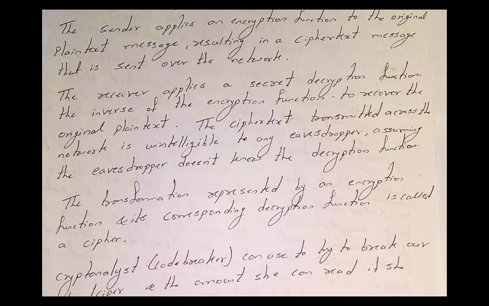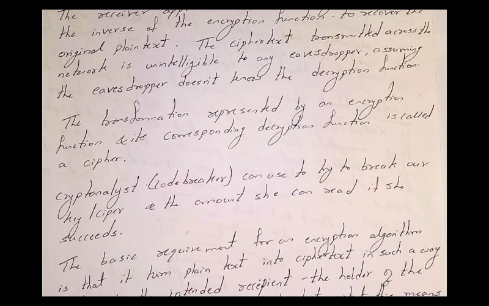Assuming that the eavesdropper does not know the decryption function, even if he hacks that information, if he doesn't know the secret key, he cannot convert it from the cipher text into the plain text. Now the transformation represented by an encryption function and its corresponding decryption function is called a cipher.